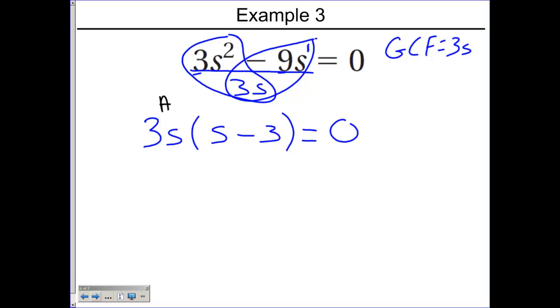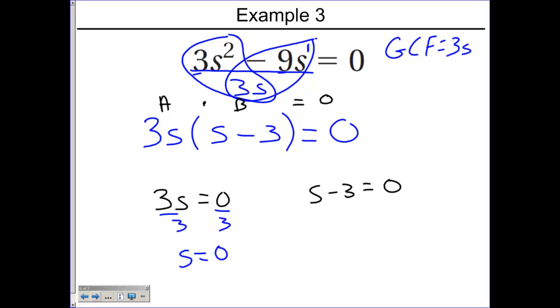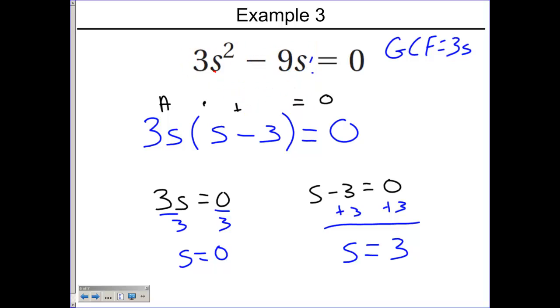Now I have my A and my B scenario, which multiplied together gives us 0. So what does that mean? Either A, in this case, which is 3s equals 0, or B, which is s minus 3 equals 0. And I'm going to solve for both. So on this side, I'm going to divide by 3, so I have s equal to 0 is one option. Over here, I'm going to add 3 to both sides, and I have s equal to 3. So if I put a 0 in place of s, I will get a 0 answer. If I put a 3 in place of s, I will also get a 0 answer.